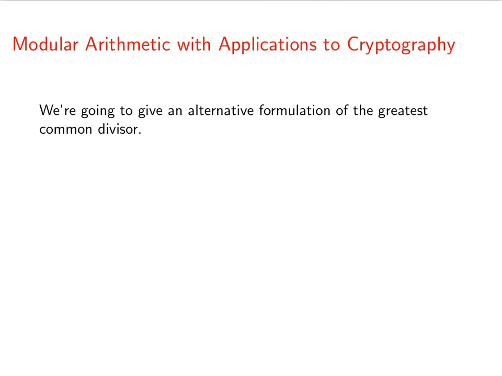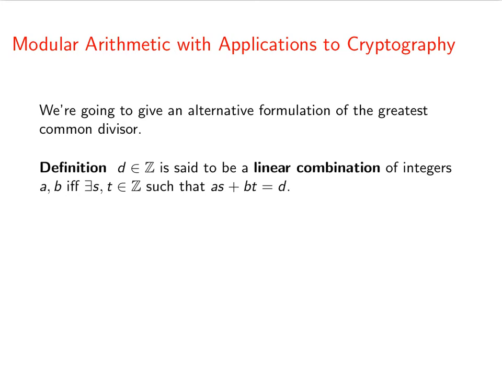Hello, discrete math fans. We'd like to offer an alternative formulation of the greatest common divisor. So first, let's give a definition. An integer d is called a linear combination of integers a and b if and only if there exist integers s and t such that as plus bt is equal to d. If you've studied linear algebra, it's kind of like that, but in linear algebra you sort of do it in a different way.